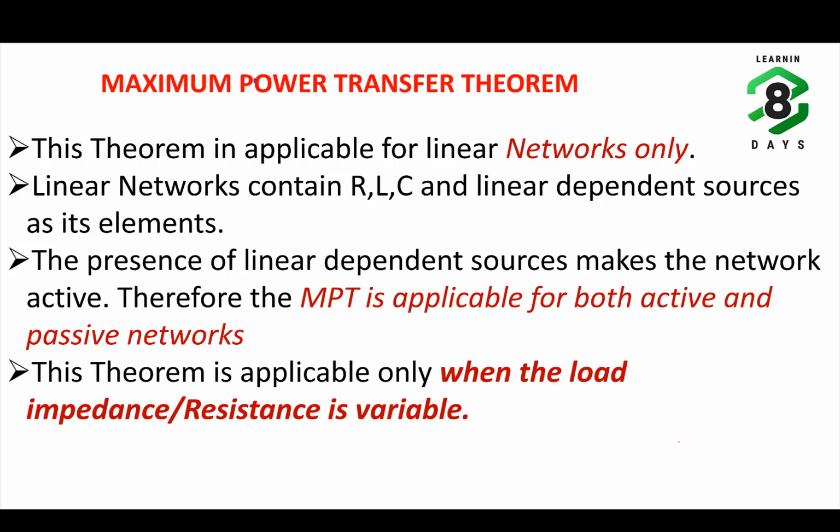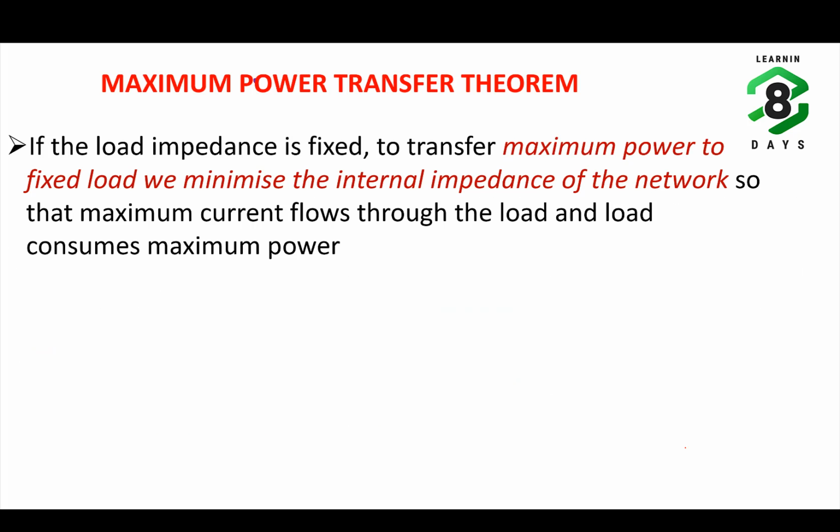The next important point is that maximum power transfer theorem is applicable only when the load impedance is a variable quantity. If load impedance is fixed, suppose it is not a variable quantity, it is a fixed quantity, then to transfer maximum power to the load, we have to minimize the total internal impedance of the circuit. So we have to choose the circuit such that the total internal impedance is minimum. So in this case, the maximum current will flow through the load and the load will absorb maximum power.